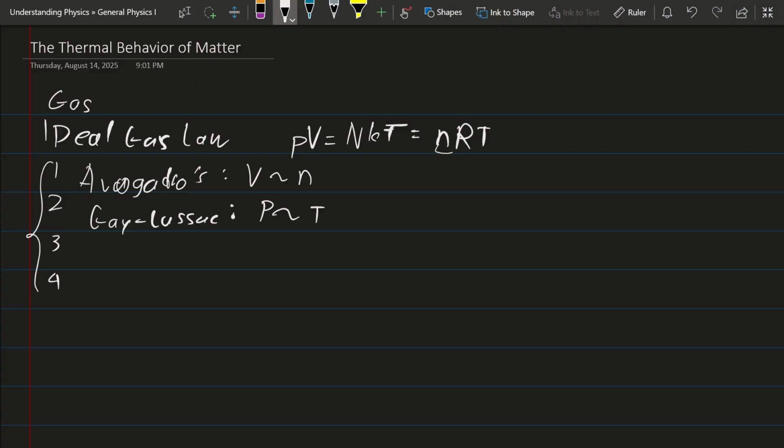The third one is Charles's law, which states that the volume changes with temperature. So if you heat something up by twice the amount, you would get the gas itself to expand twofold as well. And the last one is Boyle's law, which tells you that basically the pressure times volume will be a constant.